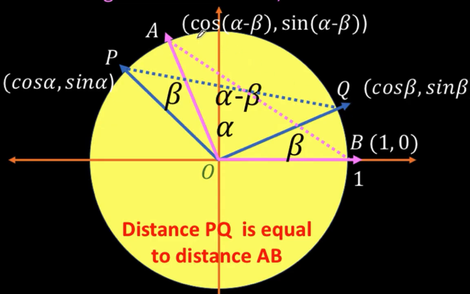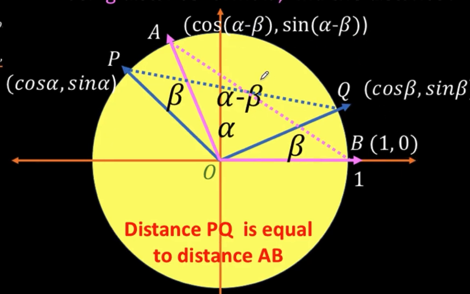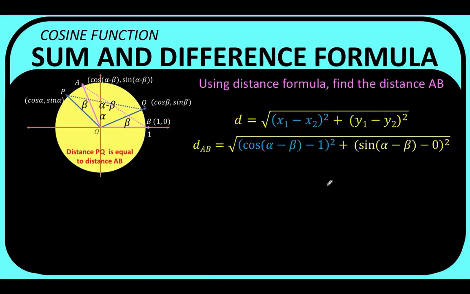We are going to use this x coordinate as x sub 1, this is our x sub 2, this will be our y sub 1, and this will be our y sub 2. So substituting now these values to our formula, we arrive at this line, where our x sub 1 is cosine of alpha minus beta, x sub 2 is 1, y sub 1 is sine of alpha minus beta, and y sub 2 is 0. And those are the x and y coordinates of points A and B.